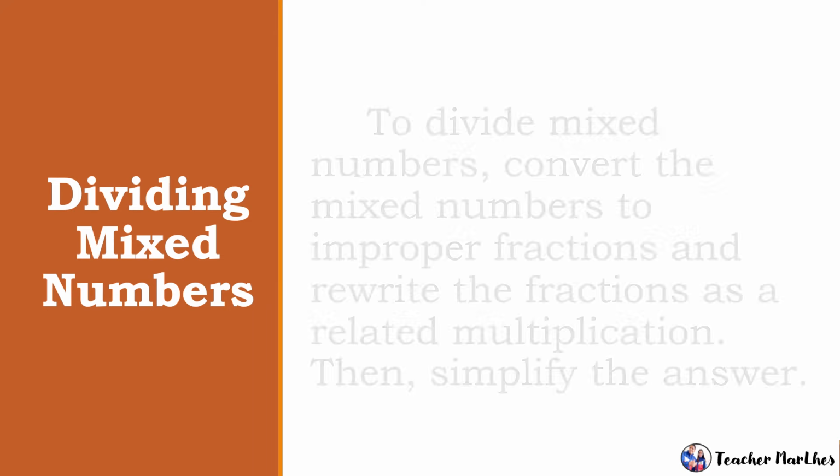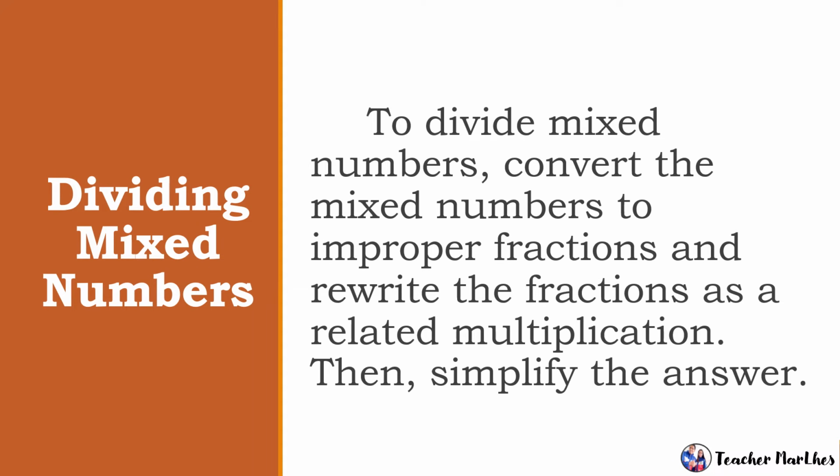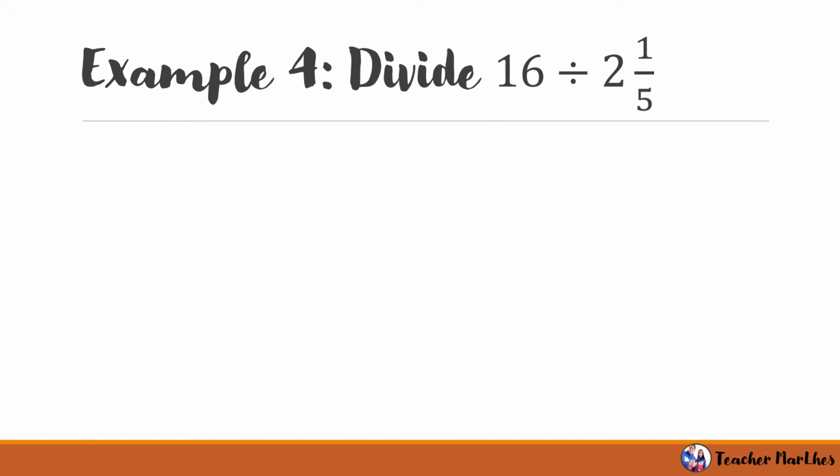In dividing mixed numbers, convert the mixed number to improper fractions and rewrite the fractions as a related multiplication, then always simplify the answer. So, example, divide 16 and 2 and 1/5. So, katulad sa multiplication, hindi natin pwedeng i-multiply yung mixed fraction. Iko-convert muna natin siya sa improper fraction. So, yung 2 and 1/5, magiging siyang 5 times 2 para maging improper.